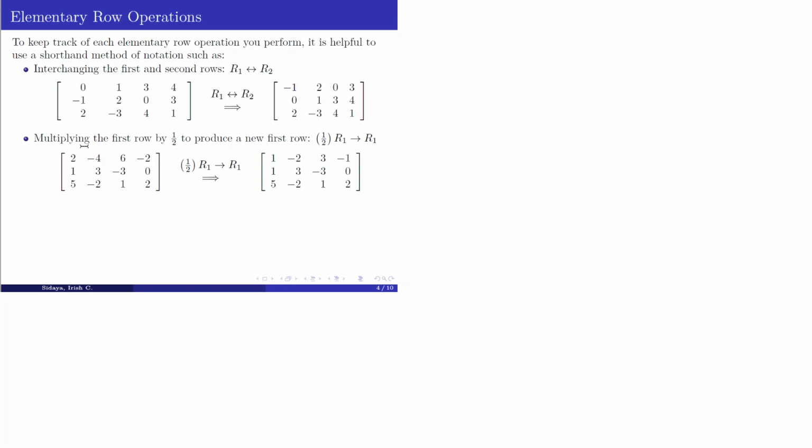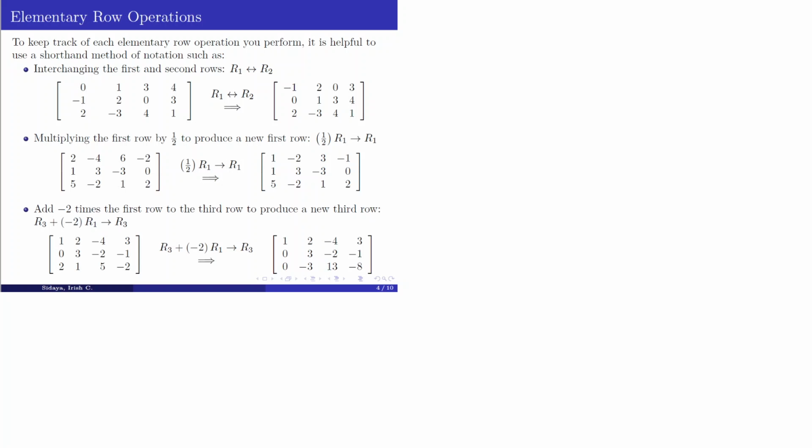Another example: multiplying the first row by 1/2 to produce a new first row. We use this notation, a forward arrow. So again, we multiply row 1, R1, by 1/2 to produce a new R1, or first row. We just copied rows 2 and 3 here. We only change row 1 by multiplying by 1/2. So 2 times 1/2 becomes 1. Negative 4 times 1/2 is negative 2. 6 times 1/2 is 3. And negative 2 times 1/2 is negative 1. Okay, so again, we use this notation.